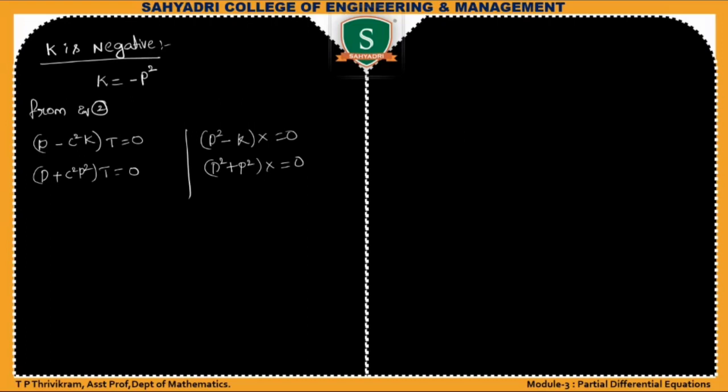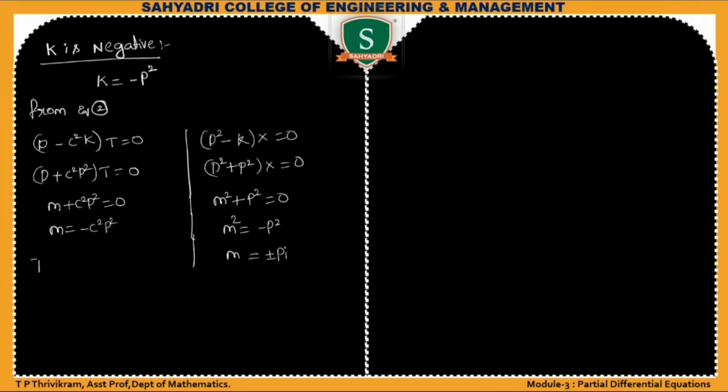So what will be the auxiliary equation for this? M plus c square p square equal to 0. Here also m square plus p square equal to 0. So m is equal to minus c square p square. Here also m square is equal to minus p square. M is equal to plus or minus ip. Okay, that means a complex number you'll get.